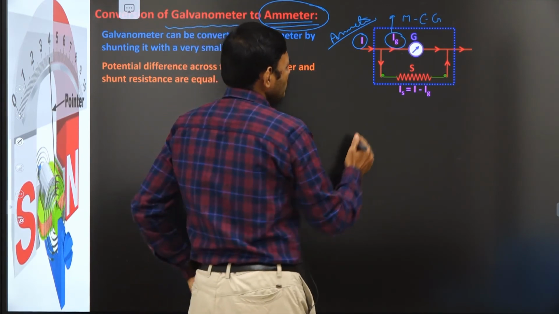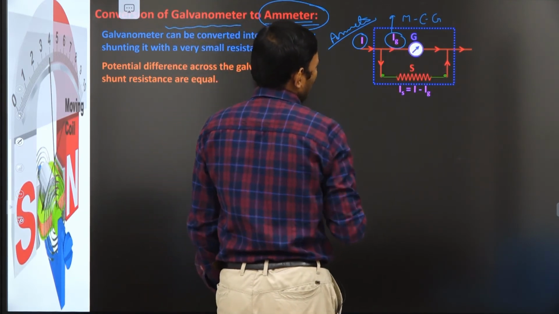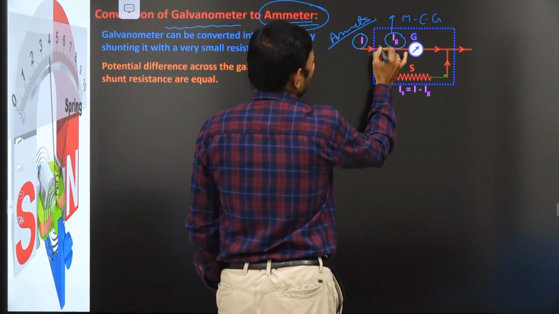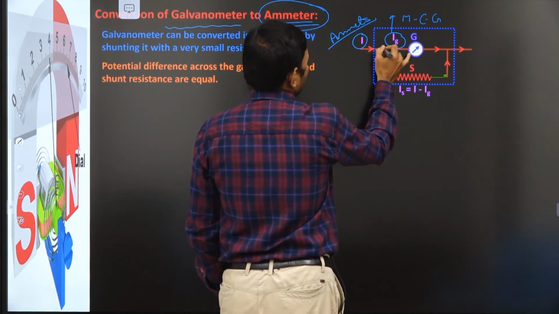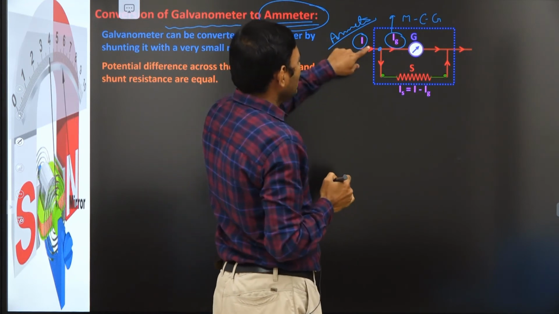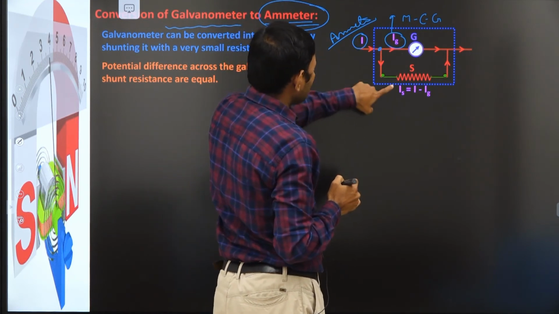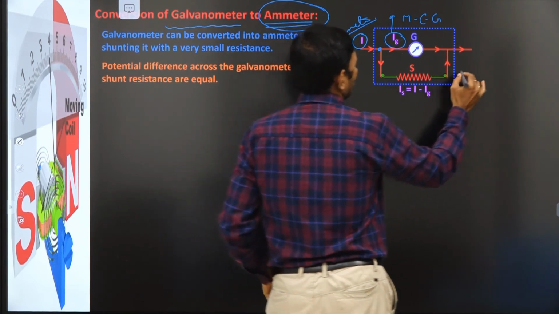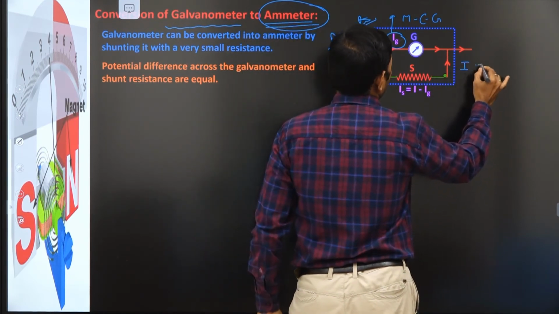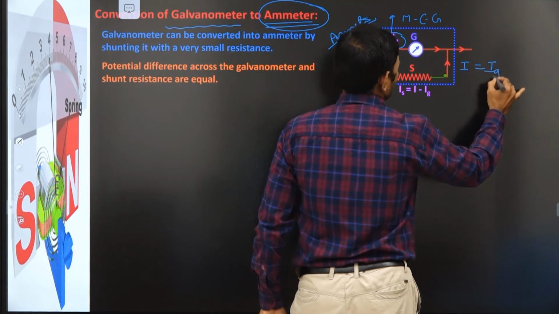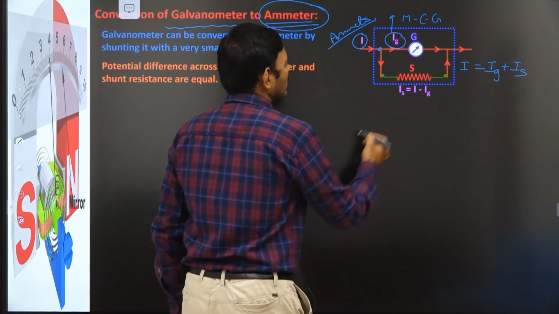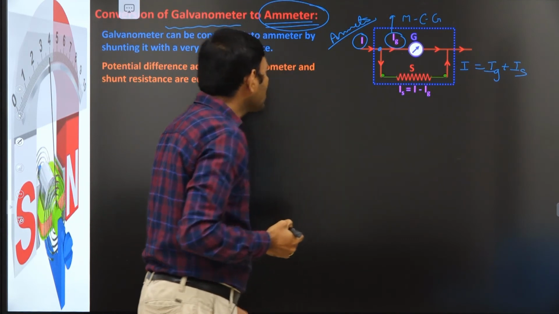Then if Iz is the current passing through the galvanometer, the current passing through the shunt resistance is I minus Iz. By applying Kirchhoff's first law, I is equal to Iz plus Is. Then Is is equal to I minus Iz, the current passing through the shunt resistance.